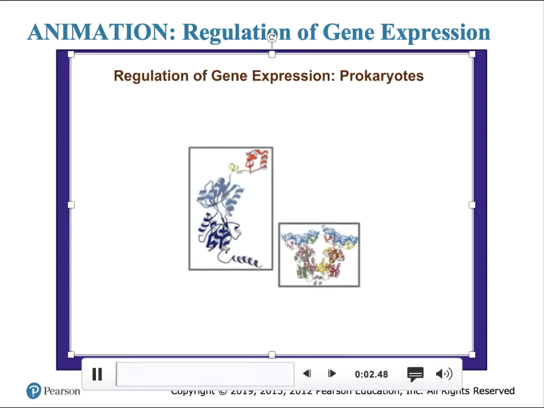Regulation of gene expression. Prokaryotes. Organisms have evolved refined mechanisms to control the transcription of genes and optimize the use of available resources. This video presents one of the best understood examples of gene regulation in bacteria and demonstrates how the expression of genes involved in lactose metabolism is modulated according to the metabolic needs of the organism.